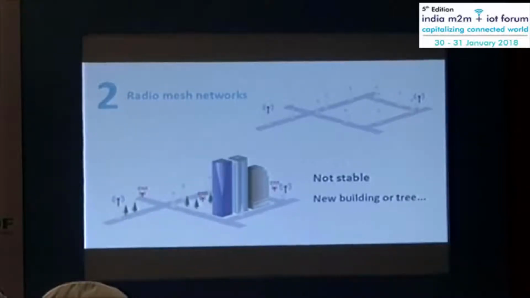A second possibility is that you build mesh networks from radios. There are, again, systems doing that, which means a lamp communicates to a neighboring lamp, which communicates to the neighboring lamp, and it all works fine until you get some tree growing larger or some new building constructed, and then you get interruption, and the system proves not to be stable in the long term.